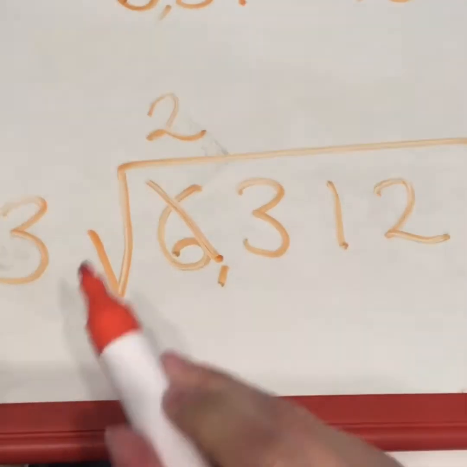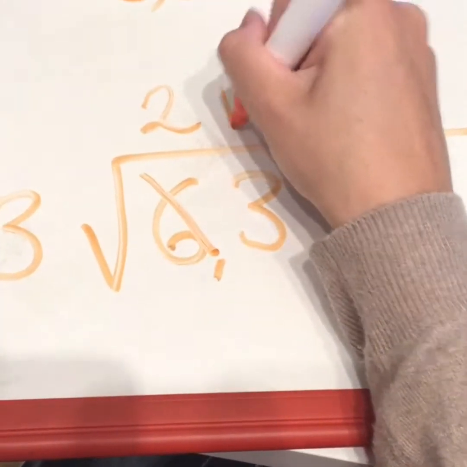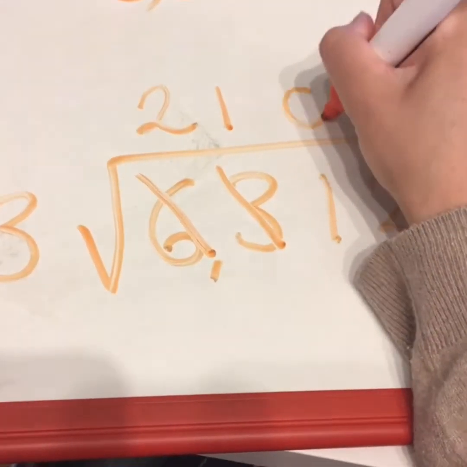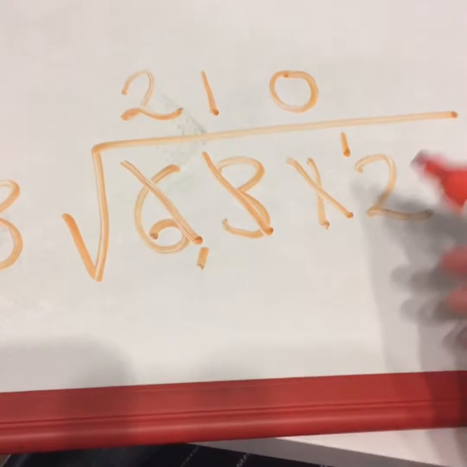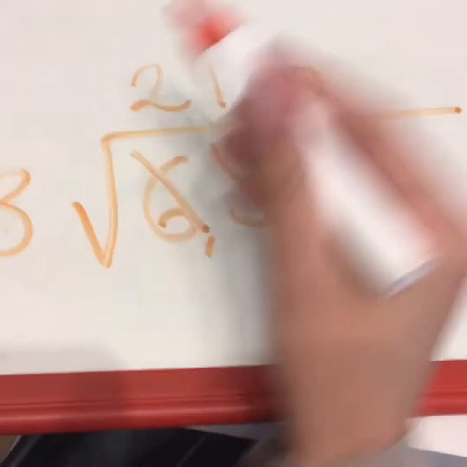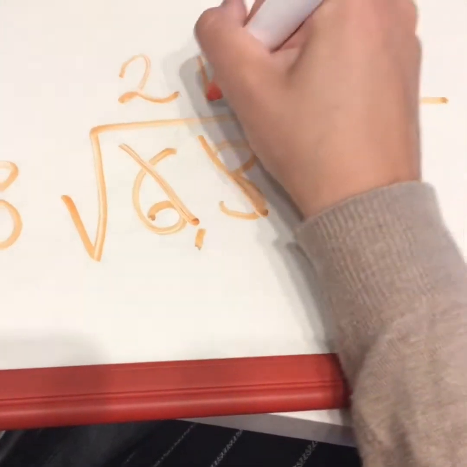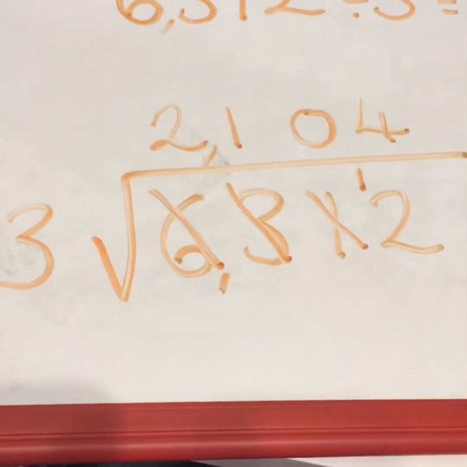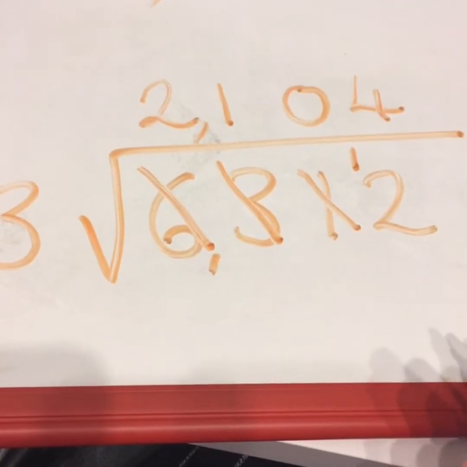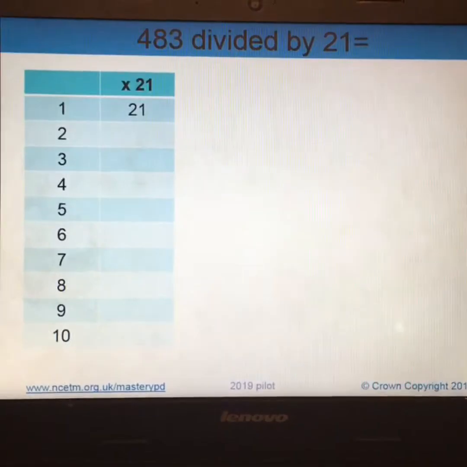Nothing to rename. How many times does 3 go into 3? 1. How many times does 3 go into 1? Can't divide 3 by 1, so we need to rename it. So we rename that 100 as 10 tens, giving us 10 ones. What's 12 divided by 3? 4. So my answer would be 2,104. So when I'm saying short division, this is what I mean. Okay, so bus stop method, short division.